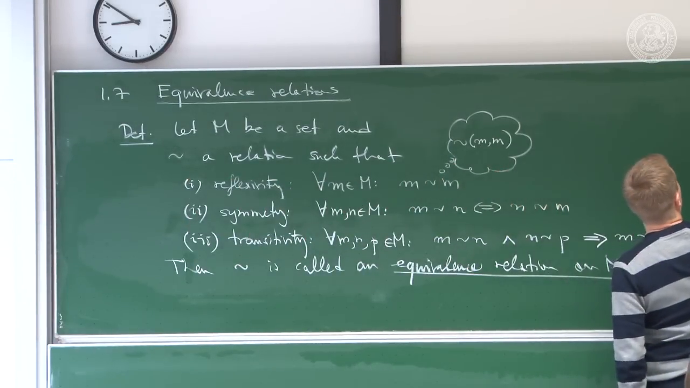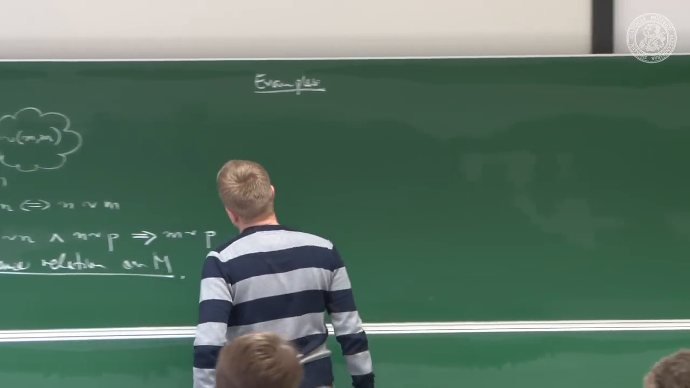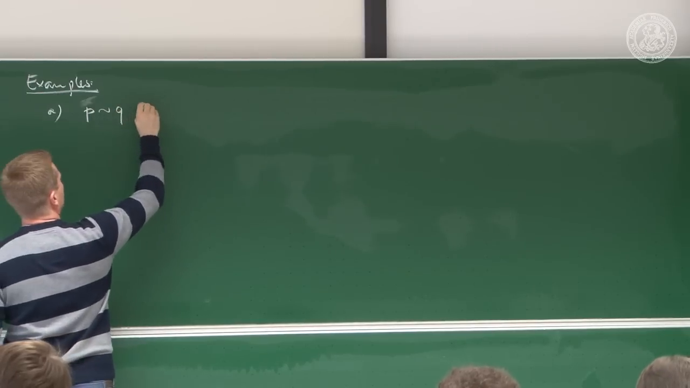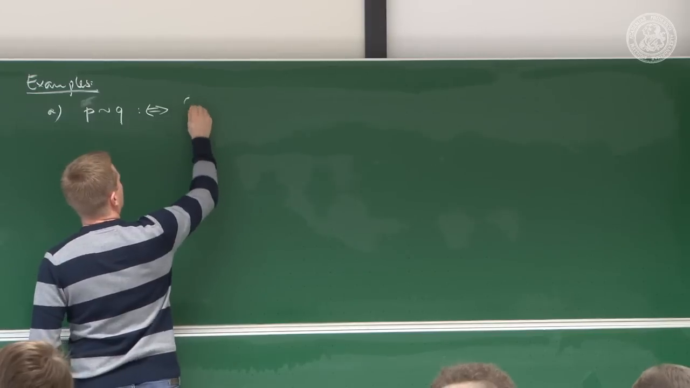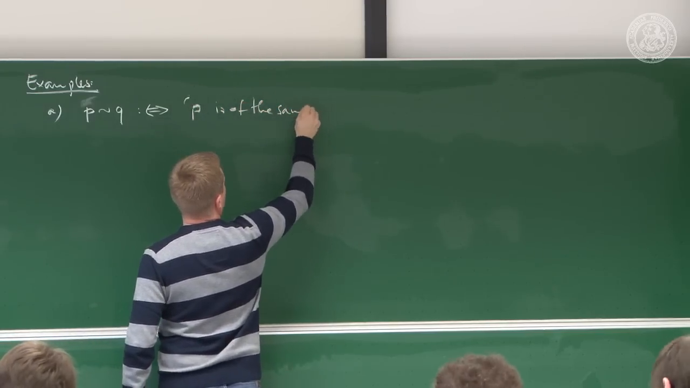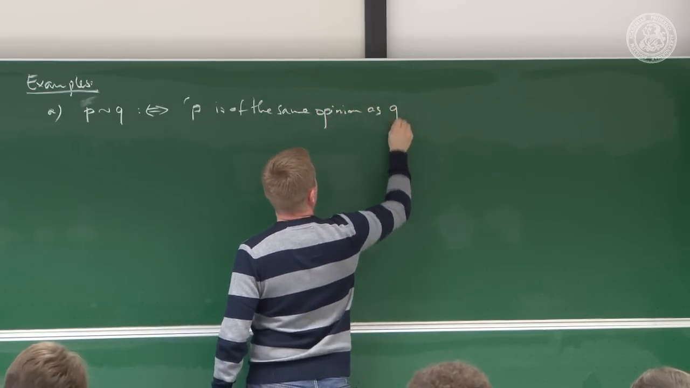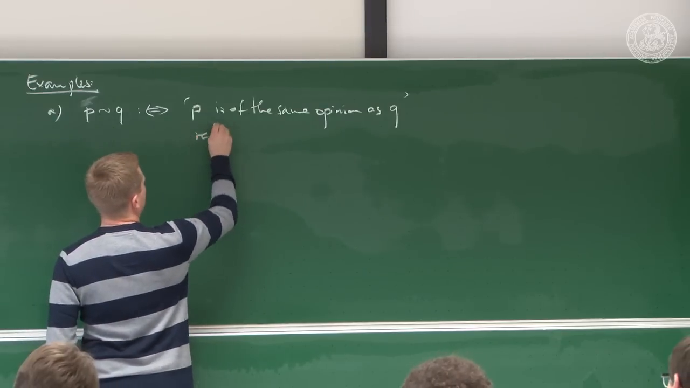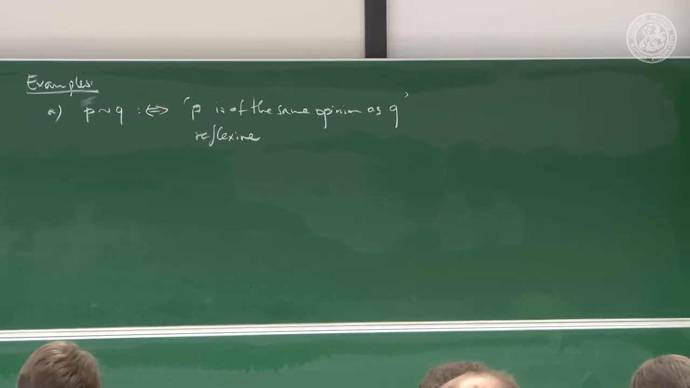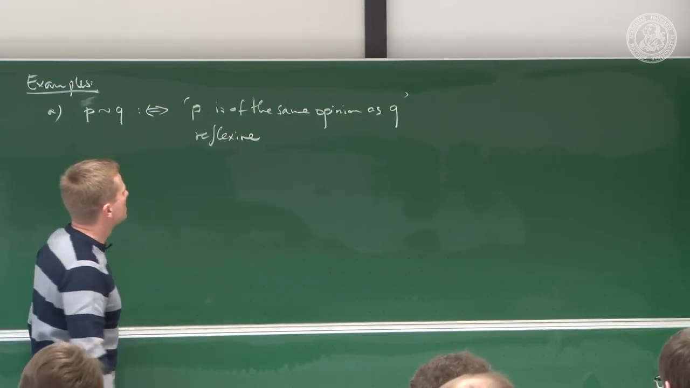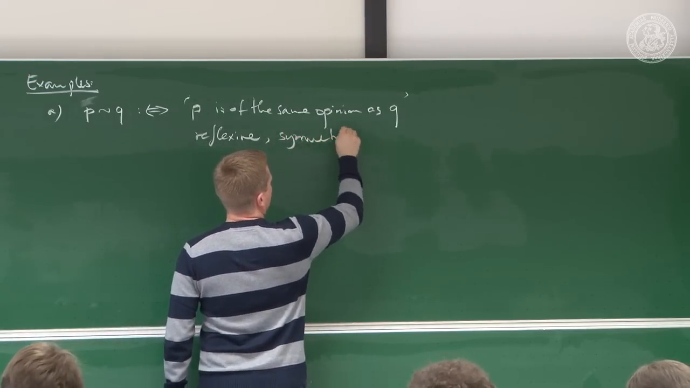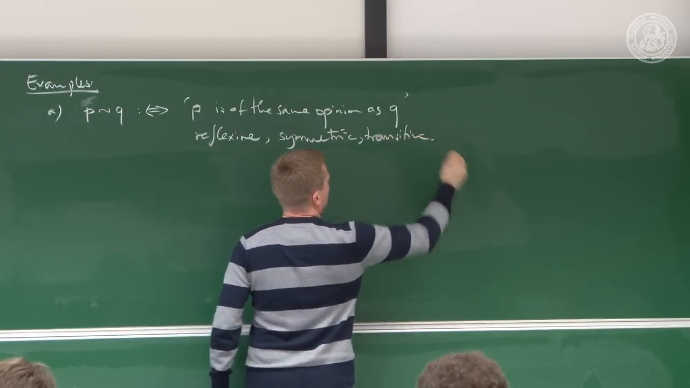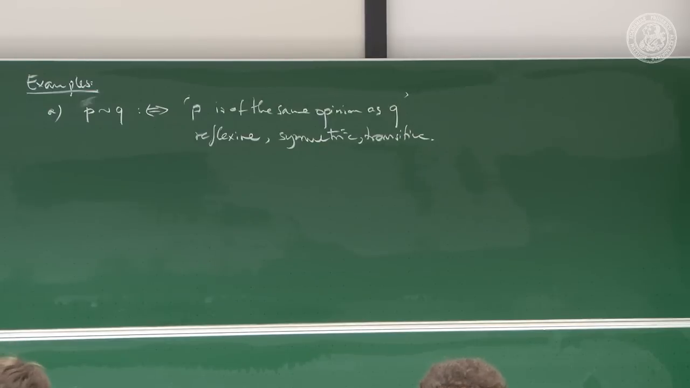Now, some examples are in order. So let's say, first example, let's define p twiddle q by definition to mean that p is of the same opinion as q. Let's think of them as human beings. Then it's clear this is reflexive. Let's say they are mentally sound human beings, you have your own opinion. It's reflexive. It's also symmetric. If I agree with someone, then that person agrees with me. And it's also transitive. So if you wish, this is the basis for democracy. Okay.